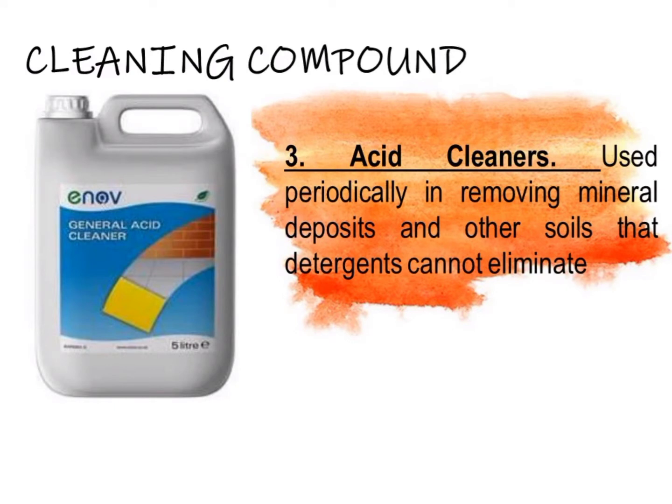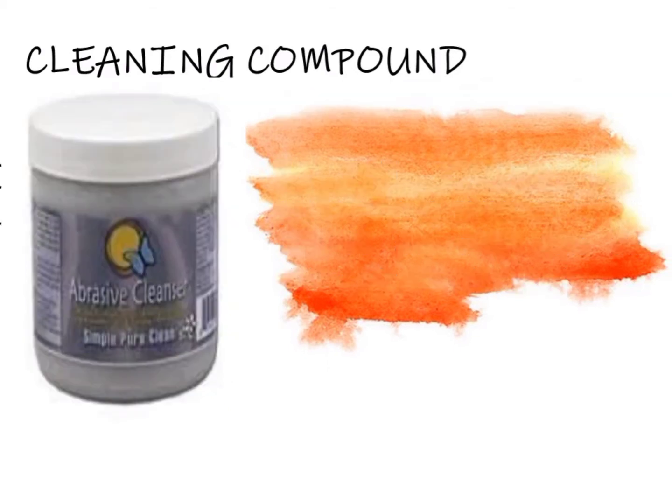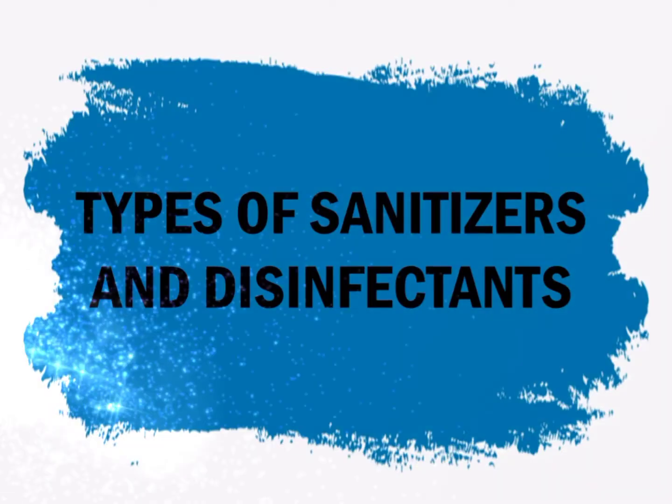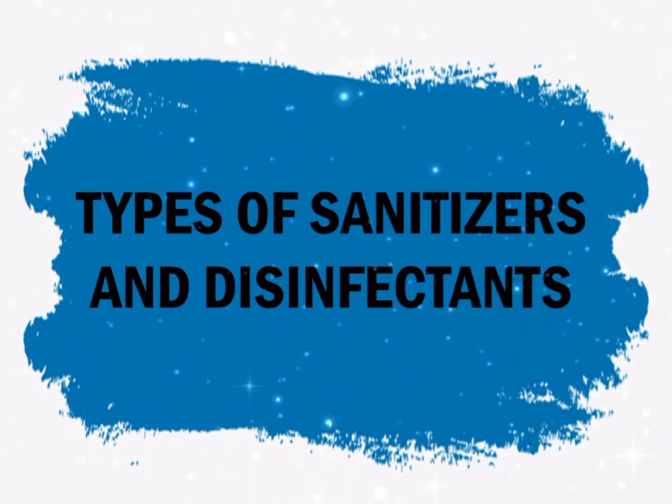Third, acid cleaners, used periodically in removing mineral deposits and other soils that detergents cannot eliminate. Fourth, abrasives are generally used to remove heavy accumulations of soil that are difficult to remove with detergents, solvents, and acids. These products must be carefully used to avoid damage to the surface being cleaned. Let's go now to types of sanitizers and disinfectants.